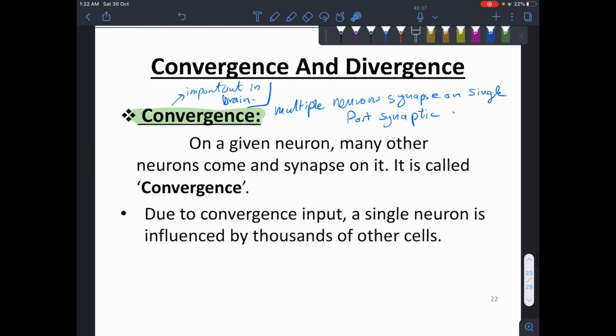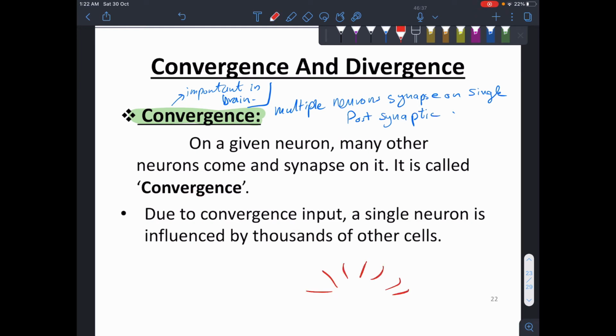Convergence, divergence. Convergence ممكن يكون عندي إيش؟ Multiple neurons synapse on a single postsynaptic neuron. So عندي أكثر من presynapse neuron, أكثر من واحدة, but one postsynaptic. So it says that many other neurons come and synapse on it. It's called convergence. So one postsynaptic and a lot of presynapse. This is convergence.